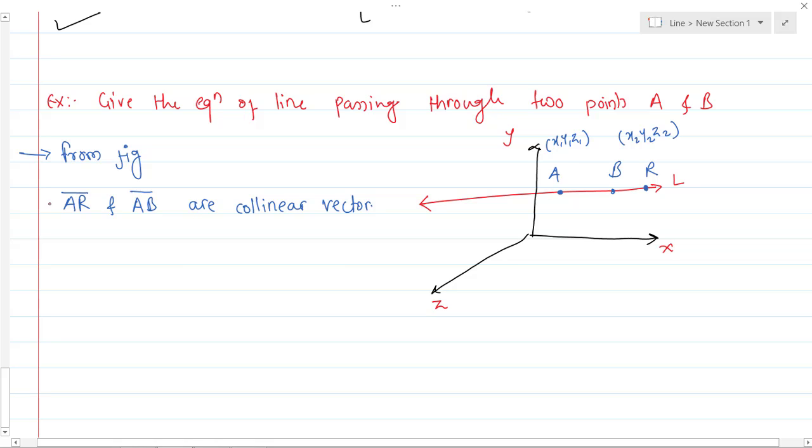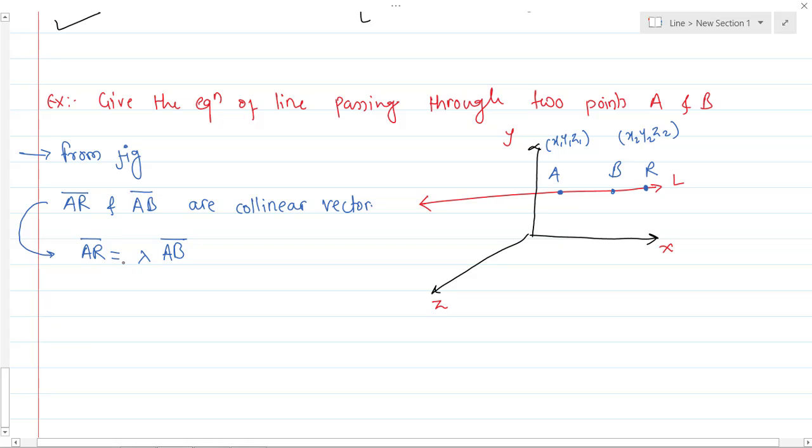The concept which we have studied in vectors: if two vectors are collinear, then they can be represented as scalar multiples of each other. So what I can write is AR bar equals lambda into AB bar. Yes or no? Because of this lambda parameter or scalar multiple, AR bar and AB bar both are parallel or collinear to each other.